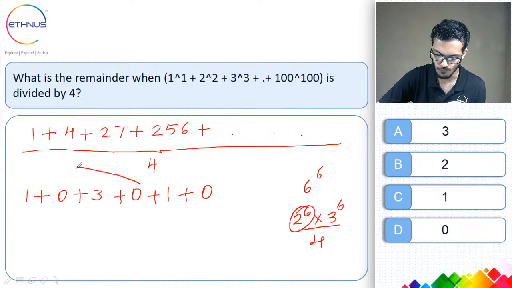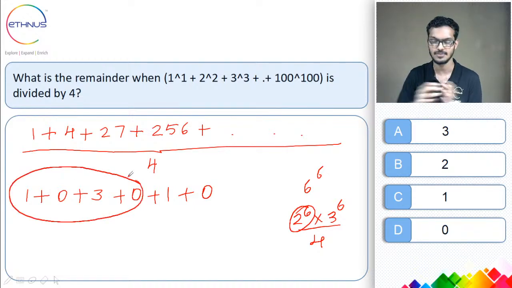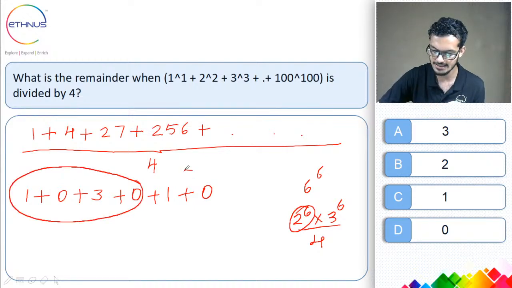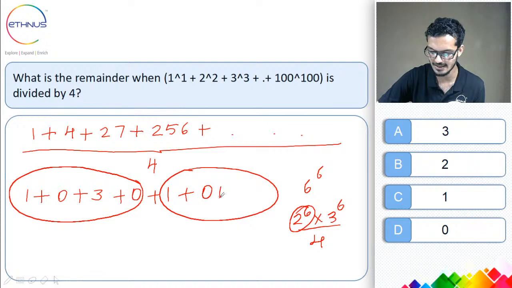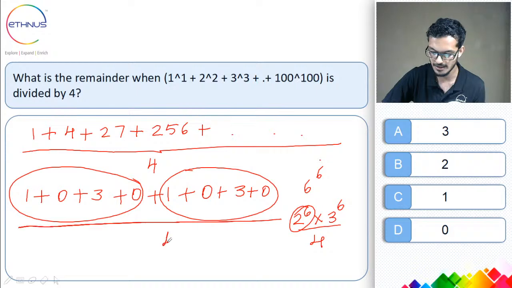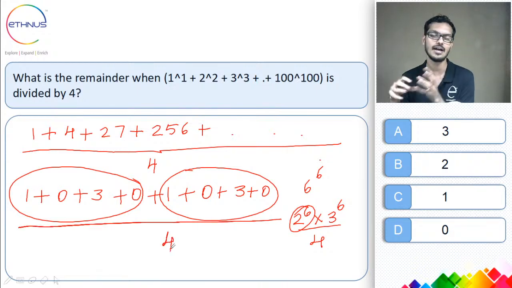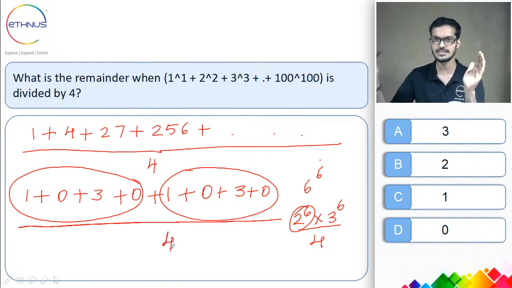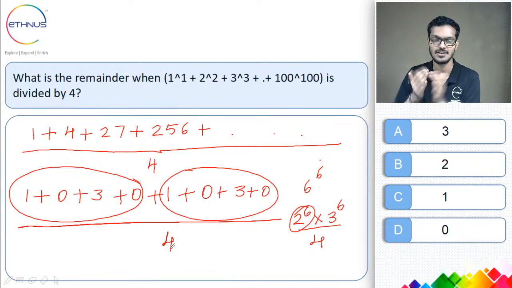So let me take 4 numbers here, the first 4 numbers. And then let's take the next set, which will also give 1 plus 0 plus 3 plus 0. If I divide this by 4, definitely I'll get 0. You know why the remainder will be 0? Because the sum of the first set of 4 is 4: 1 plus 0 plus 3 plus 0 is 4. Next set, 1 plus 0 plus 3 plus 0 is again 4.